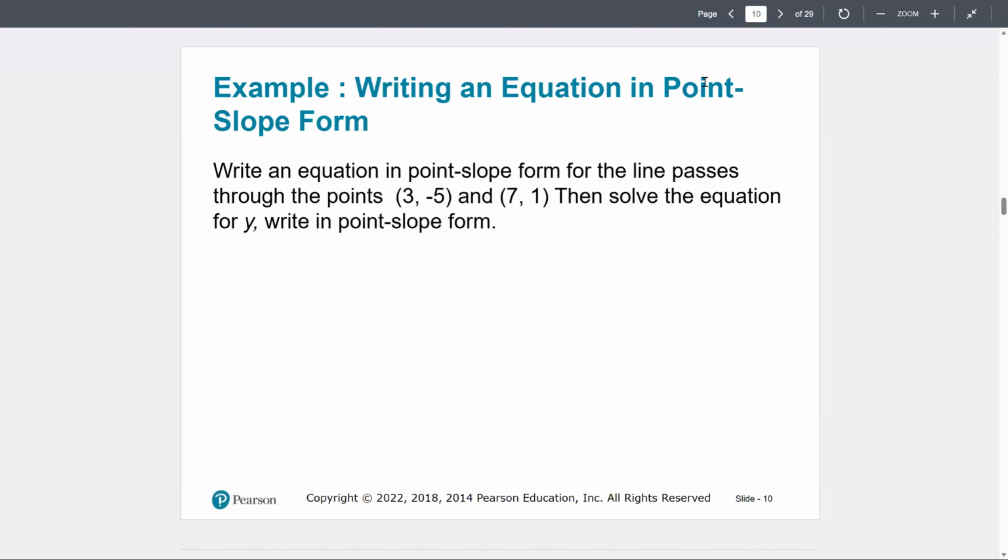All right, so we're going to do this again, but now we just have 2 points. So we're going to write an equation in point slope form for a line that passes through the points 3, -5 and 7, 1, and then solve the equation for y. And we're going to write it, once again, in slope-intercept form. All right, once again, there's a problem here because remember, this is point slope form. I have 2 sets of points, but I don't have an m. So in this case, I have to find the slope first.